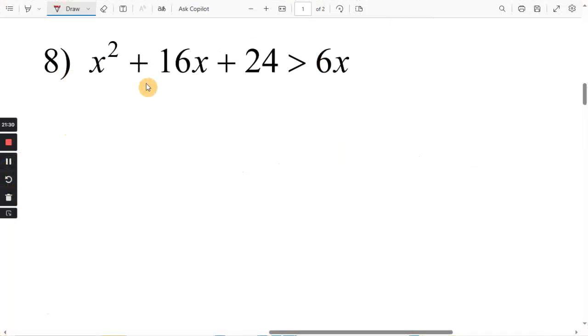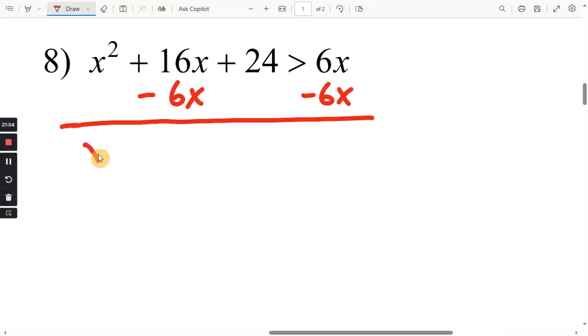All right, please pause and try number 8, and I'll give you a hint. You want to get 0 here, so start by doing minus 6x on both sides, because you have to have a 0 on one side to start. All right, so it's an inequality, minus 6x on both sides. I'm allowed to do that. Bring down your x squared. 16 minus 6, that's positive 10. Positive 24, bring that down. Keep the sign. 6x minus 6x is 0.